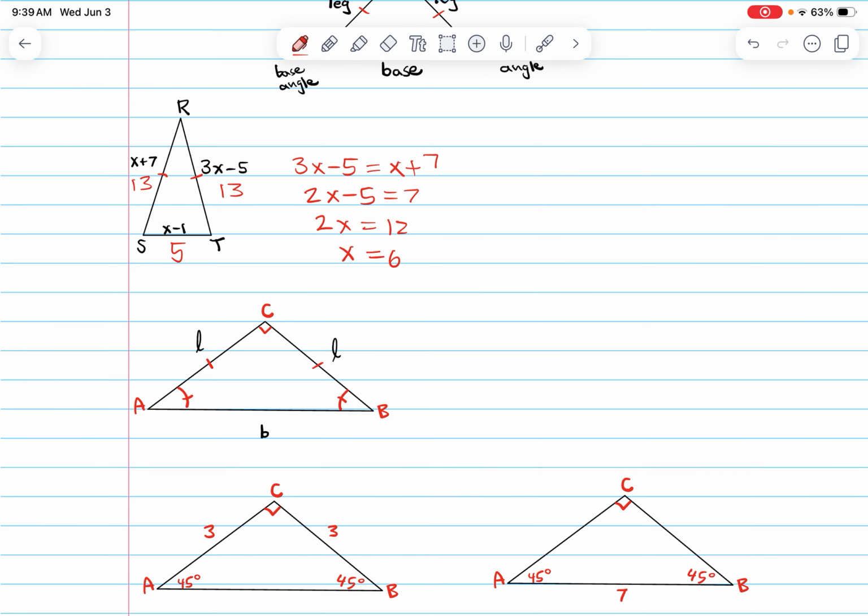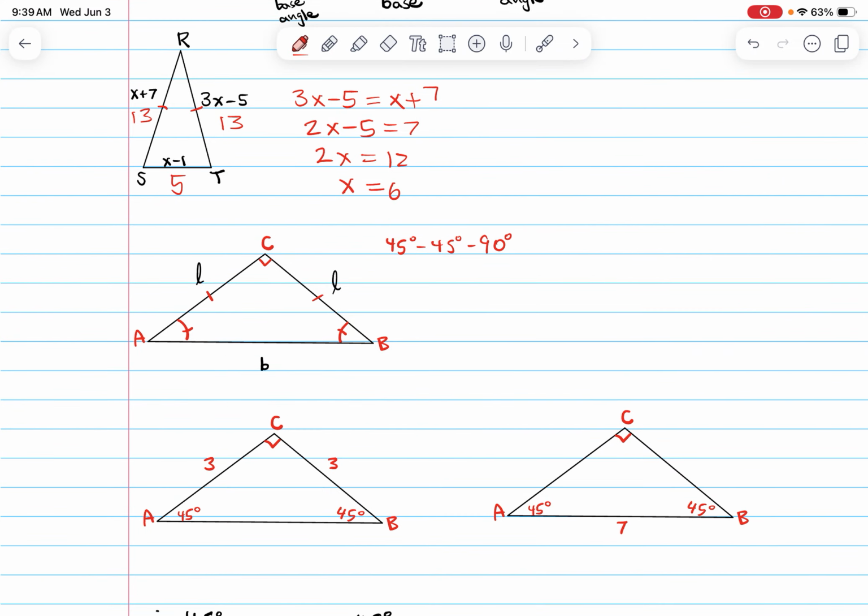Okay, now, that's just a general isosceles triangle. Now, let's look at a special isosceles triangle where two of the angles are 45 degrees. We call these 45, 45, 90. Okay, 45, 45, 90. That's a special isosceles triangle.